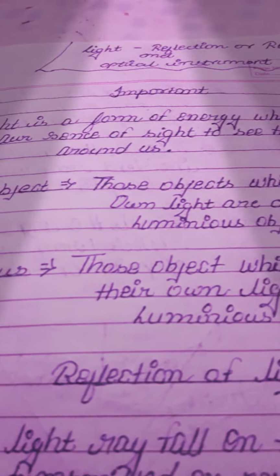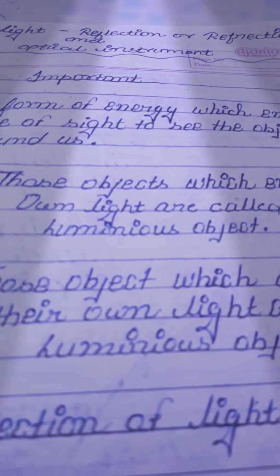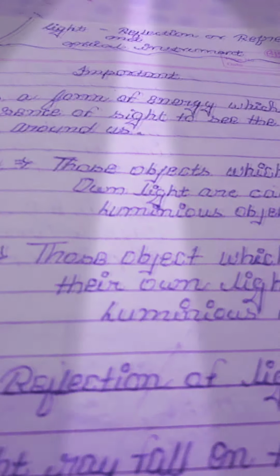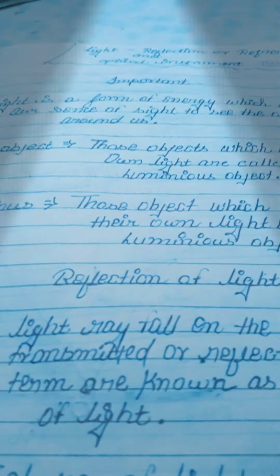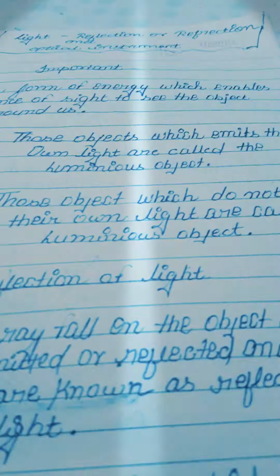Friends, what is a luminous object? Luminous objects are those objects which emit their own light, such as the sun, because the sun emits its own light which reaches the earth. This means the sun is known as a luminous object. And otherwise, what are non-luminous objects? Those objects which do not emit their own light are called non-luminous objects.